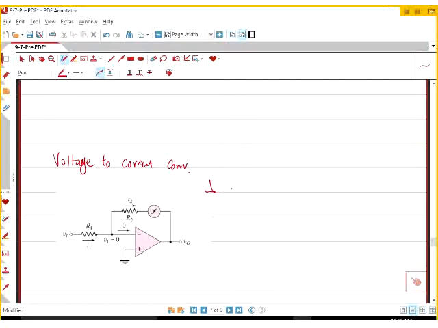In this case, we know the I1 has to be the same as I2. The I1 is VI divided by R1. And this is the same as I2. So whatever current passing through this or moving this arrow is proportional to the input voltage.